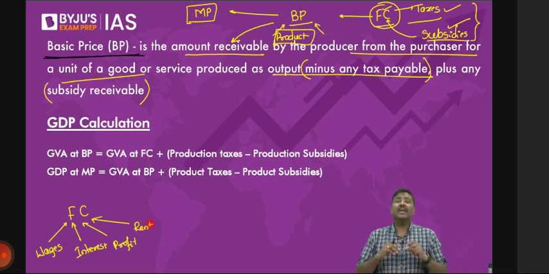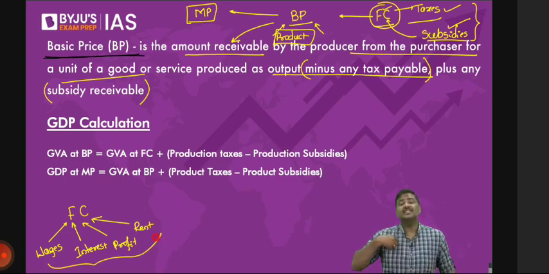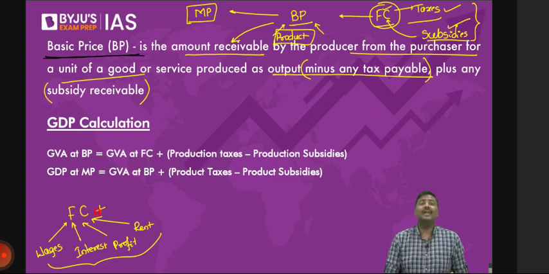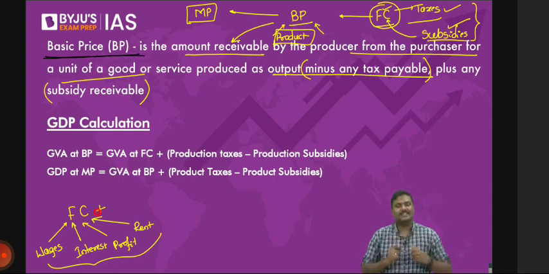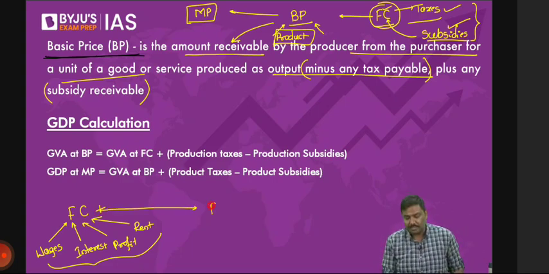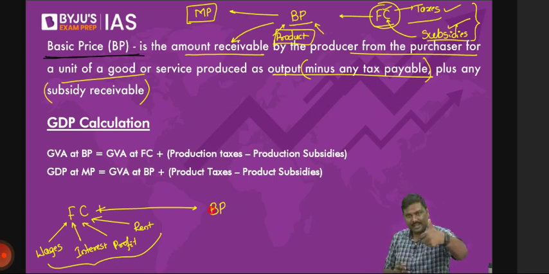Now, where is the idea of the taxes that you've paid? Where have you counted the production taxes? You have not counted them. So what will you do? You will add the production taxes, and you will receive certain production subsidies, so subtract production subsidies. When you adjust for those production taxes and production subsidies, you will move from the factor cost to the basic prices. But you have not adjusted all the taxes and subsidies. Now you will adjust for product taxes and product subsidies, and you will get market prices.